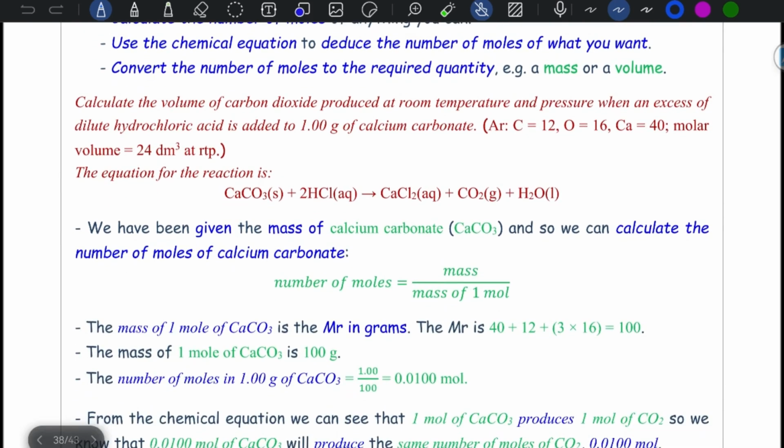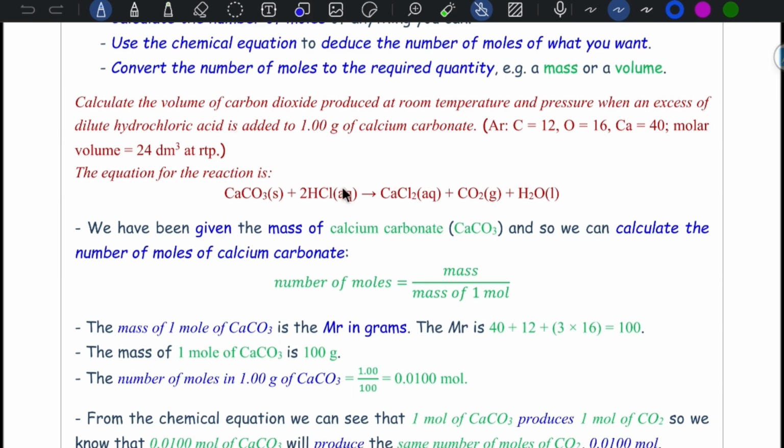Let's try this one. Calculate the volume. He asks about the volume of carbon dioxide gas produced at room temperature and pressure. When he told you excess dilute hydrochloric acid, you can ignore dilute hydrochloric acid because it's in excess. The substance that is in excess is not considered as limiting, it does not determine the rate of reaction. It does not determine the amount of product.